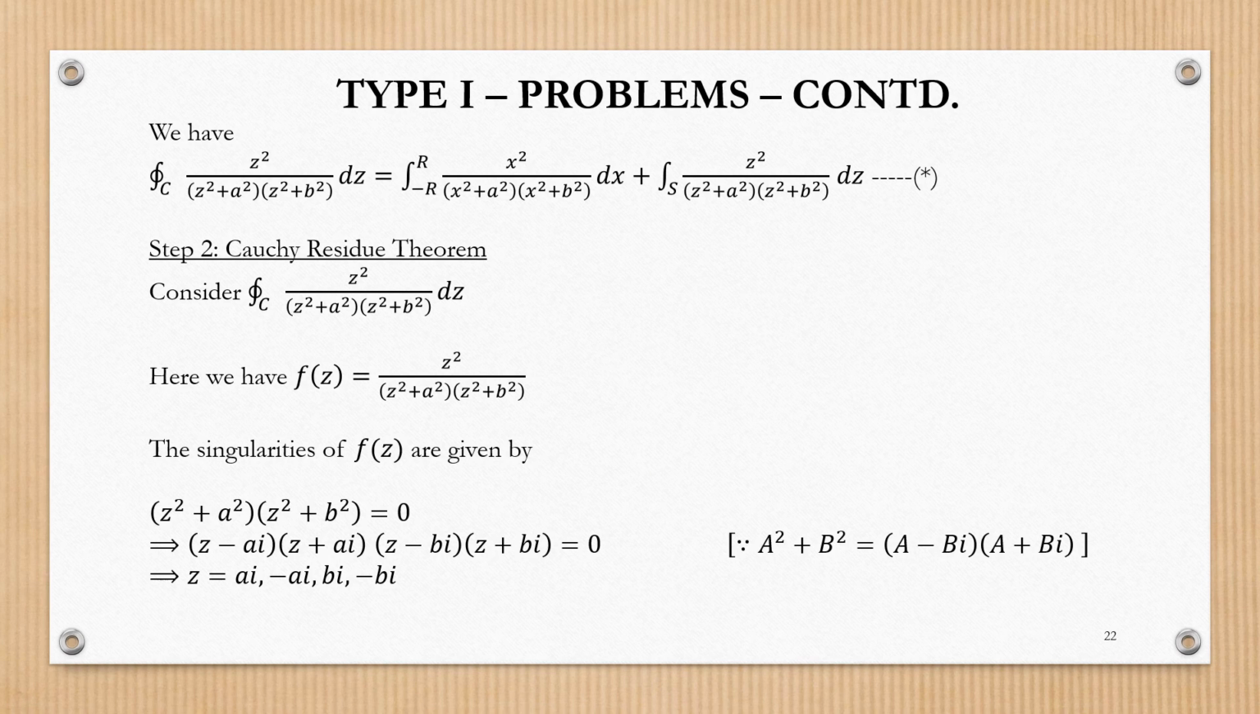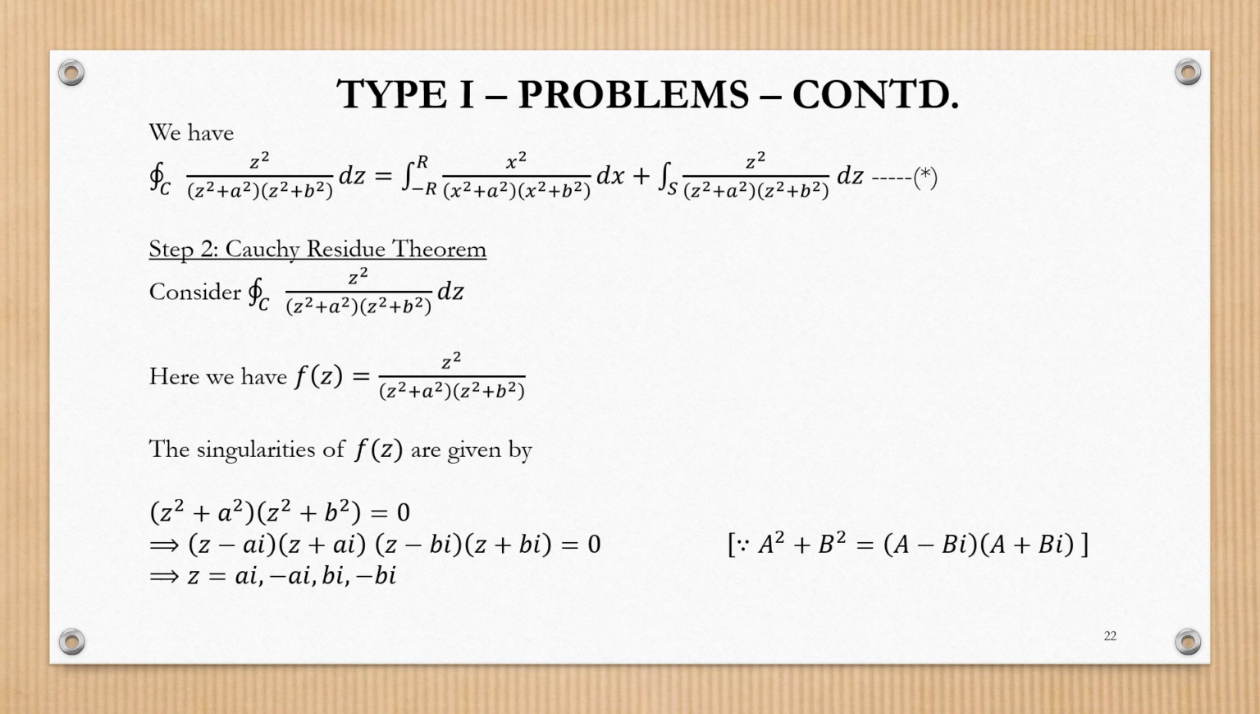We write equation star, that is, the integral over the contour equals the integral from minus r to r plus the integral over the upper semicircle S. I'm sure you know the reason for that, because the contour is made of minus r to plus r, the real axis, and the upper semicircle S. That is how we write equation star. Now let us evaluate the left hand side of equation star using Cauchy residue theorem.